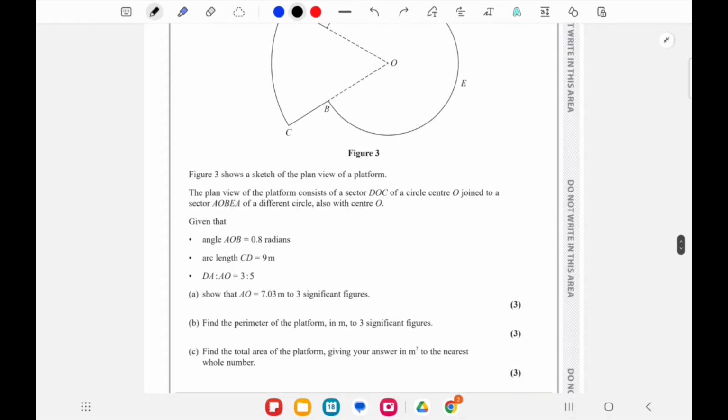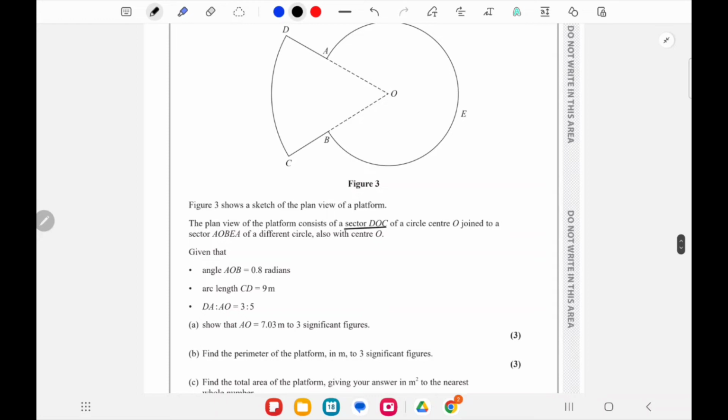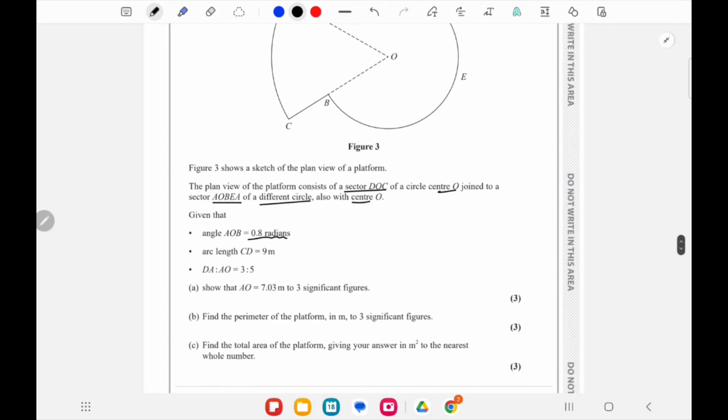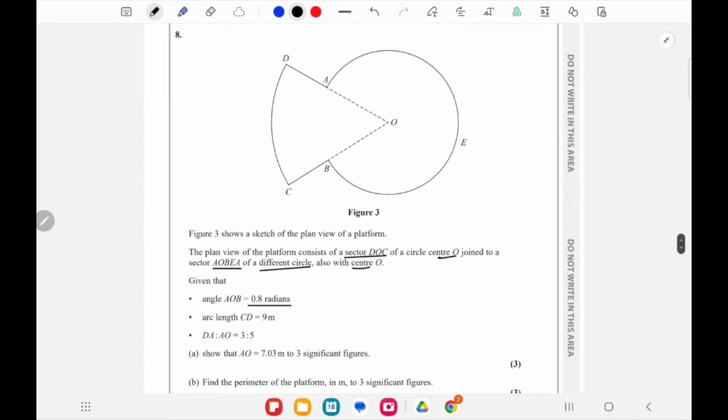And it says that there is a sector DOC of a circle with center O joined with sector AOB of a different circle. So a different radius, but they have the same center. We are given angle AOB, which is 0.8 radian. So angle AOB, this is 0.8 radian.